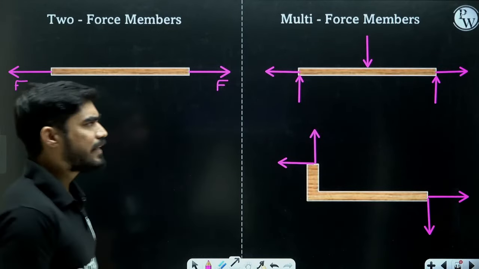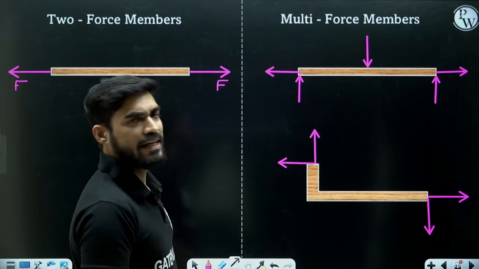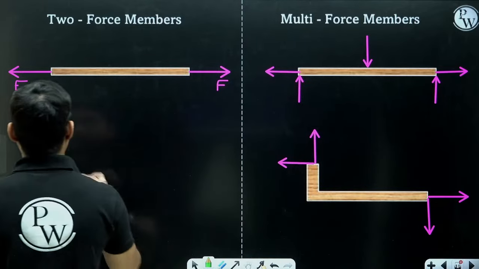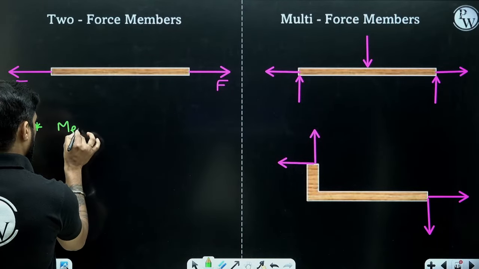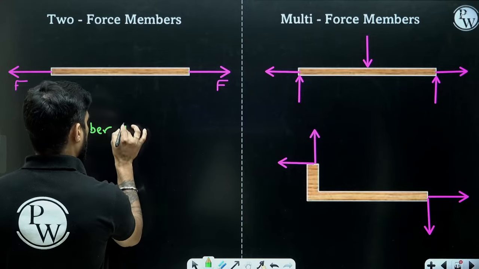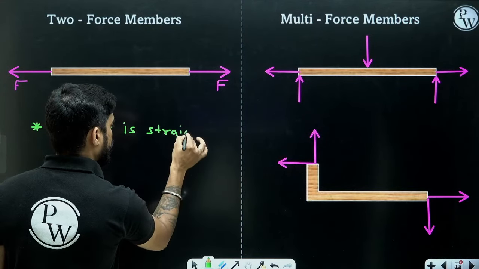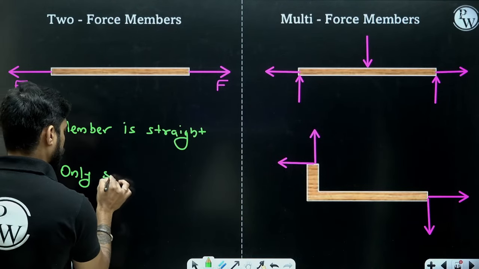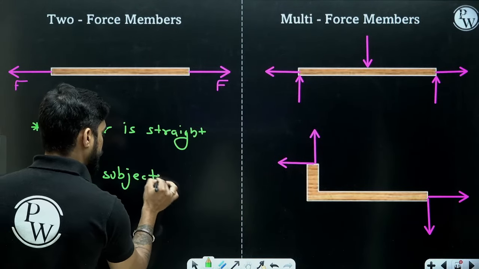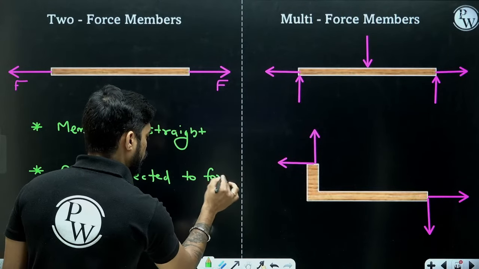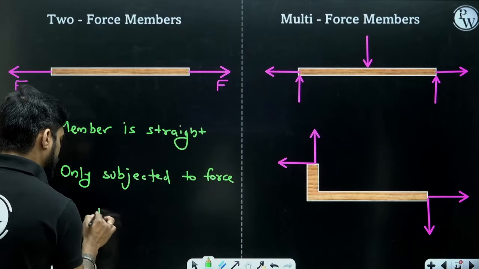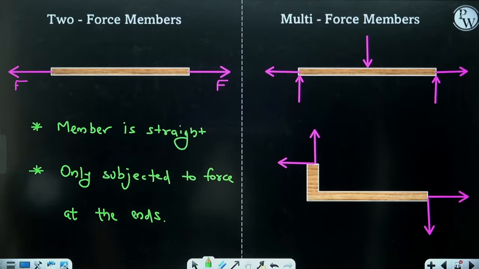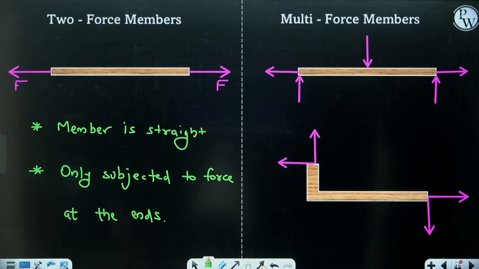So what is the criteria of being a two-force member? See, a member will be a two-force member only if the member is straight and it is only subjected to force at the ends. If both these criteria are fulfilled, then it will be a two-force member. Otherwise, it will be a multi-force member.